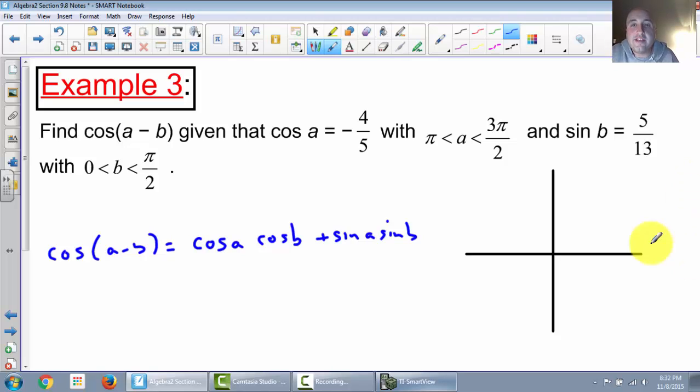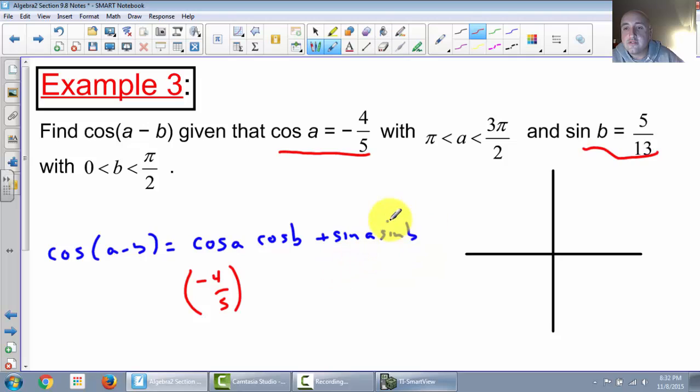Okay. So basically, though, what does it tell us? It tells us two of these pieces of information. It tells us that the cosine of A is negative 4/5. We don't know cosine of B. We're going to have to figure that out. And what else does it tell us? It tells us that sine of B, so this one, is equal to 5/13. So what we need to figure out is sine of A and cosine of B.